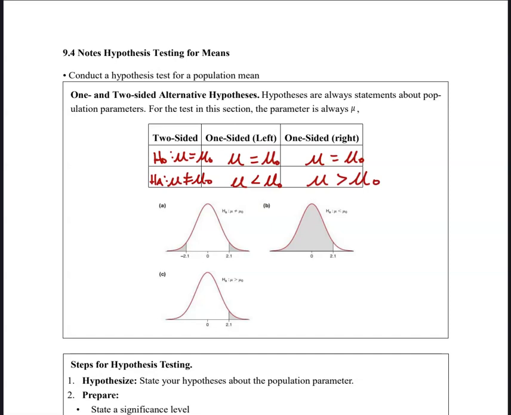Remember, if it's a two-sided or two-tailed test, the two ends are your p-values. If it's a left-sided test, it would be shaded to the left, and if it's a right-sided test, it would be shaded to the right.